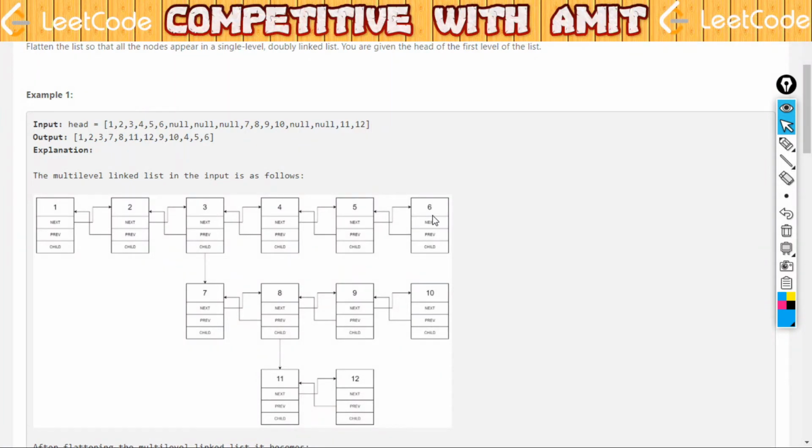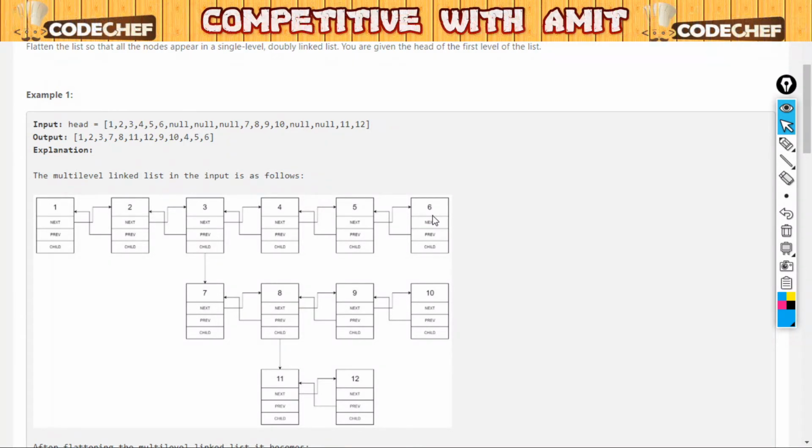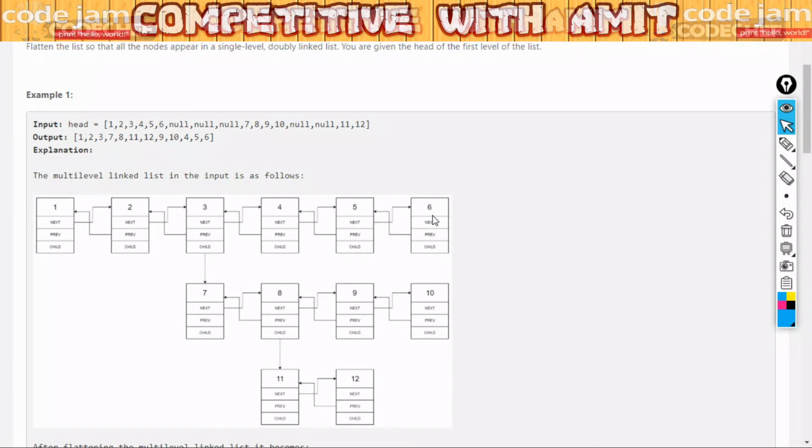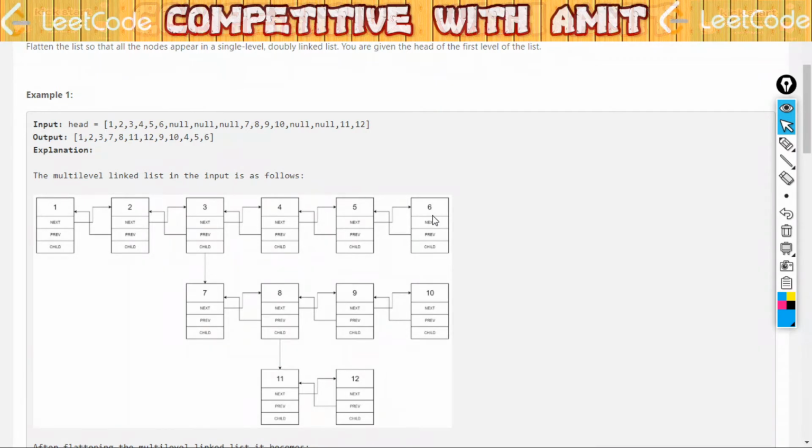So this is how we have to flatten this, or this is how we have to make one linked list using these many components, these many linked lists. We have to compress this into one linked list. This is how we have to solve this question. Now we'll look at how we will solve it.